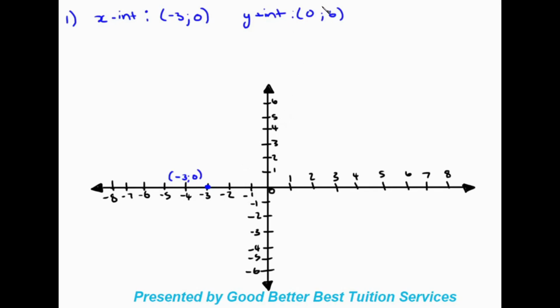And then what we're going to do is find the y-intercept. This is 0 and 6. So we find 0 on the x-axis, so that means we're going to be on the y-axis. And we find the 6, the positive 6, right? So that is our y-intercept over there. So we'll also identify that, of course. So that is 0 and 6, right?